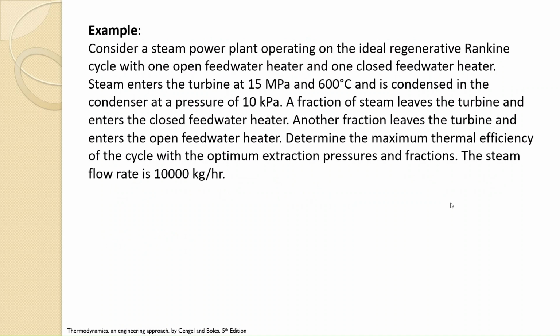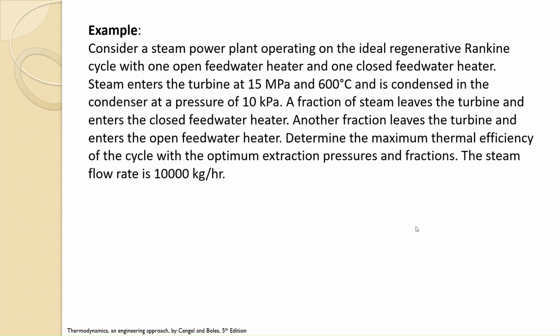We want to simulate a steam power plant that operates on the ideal regenerative Rankine cycle with one open feed water heater and one closed feed water heater. Steam enters the turbine at 15 megapascal and 600 degrees C, and it condenses in the condenser at the pressure of 10 kilopascal. A fraction of the steam leaves the turbine and enters the closed feed water heater. Another fraction leaves the turbine and enters the open feed water heater. And we want to determine the maximum thermal efficiency of the cycle with the optimum extraction pressures and fractions. The steam flow rate is 10,000 kilogram per hour.